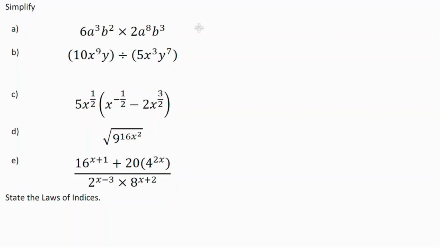So we're going to start by looking at these indices questions and simplifying these indices. So recall when we've got a multiplication like this, the first thing we do is deal with the non-index numbers. So in this case the 6 and the 2, the coefficients. 6 times 2 is 12. And then a cubed times a to the 8 is going to be a to the 11. And b squared times b to the 3 is going to be b to the 5.